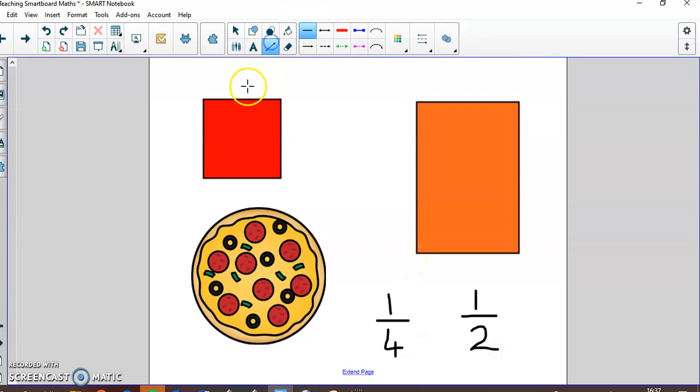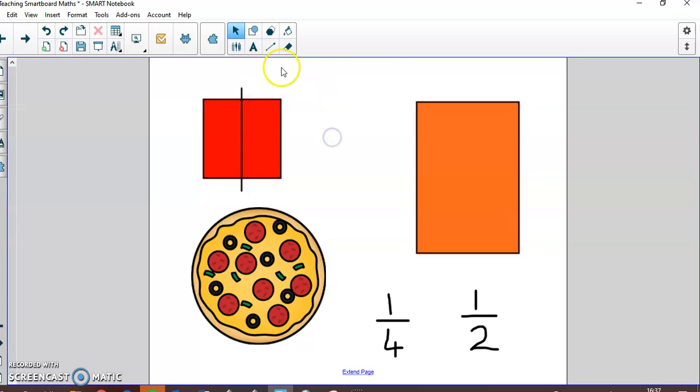So let's have a look at splitting this top shape in half. So we can cut this way. It's not quite in the middle, so I'm going to move it. And that shows this shape cut in half as accurately as I can on the screen. If we do another cut, we've separated into quarters. So quarters means that there are 4 equal pieces.